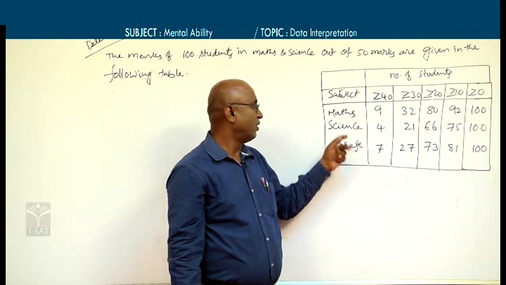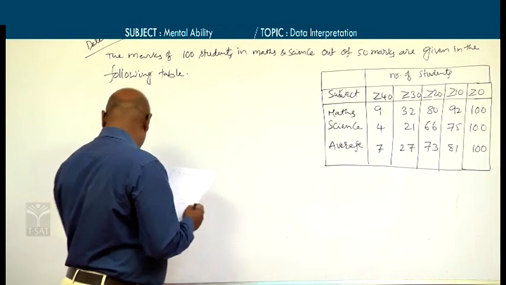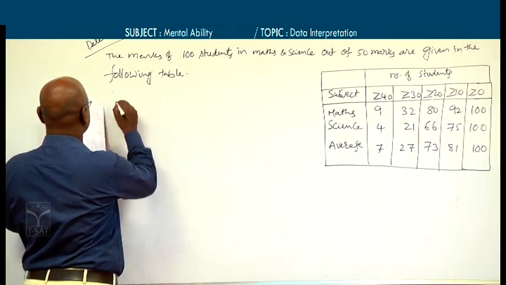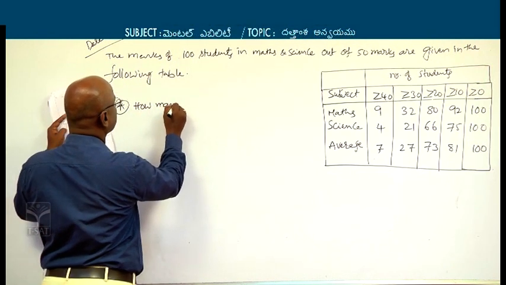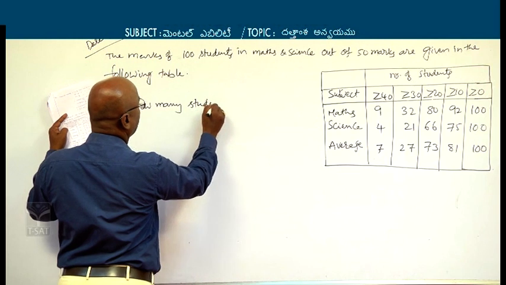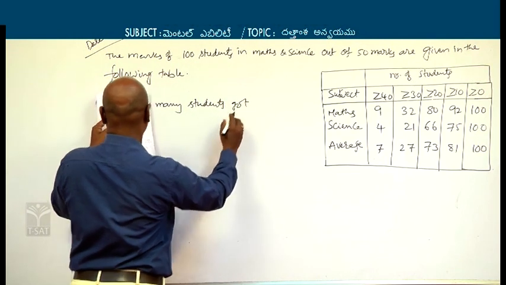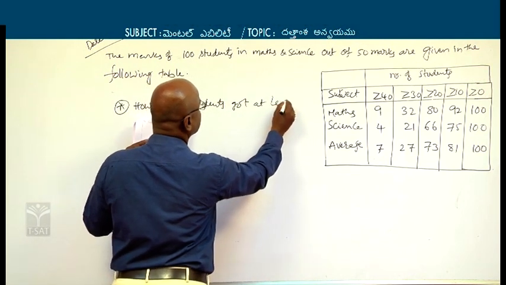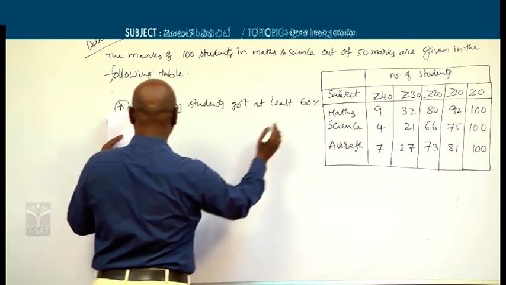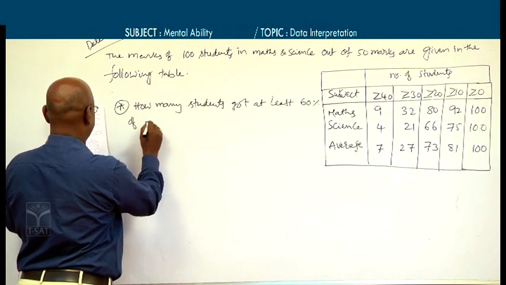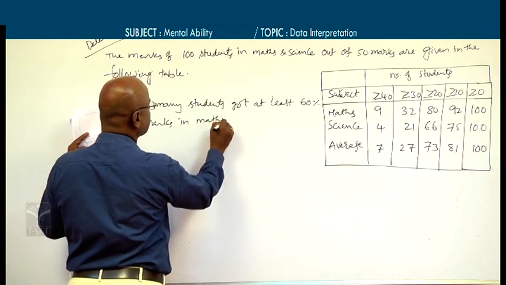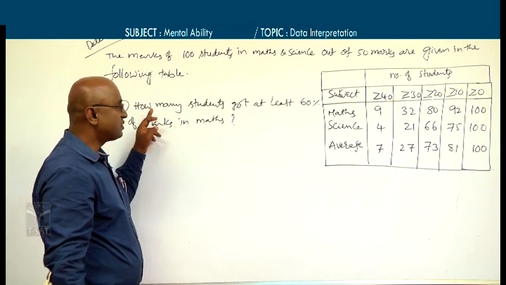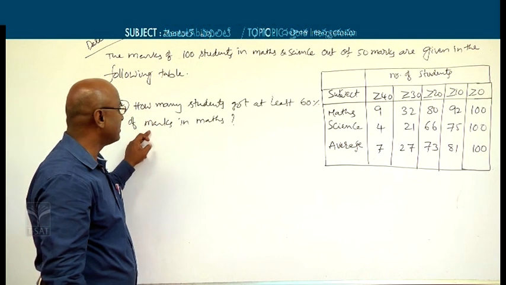Right? Now, the first question in the problem is, how many students got at least 60% of marks in maths? How many students got at least 60% of marks in maths?